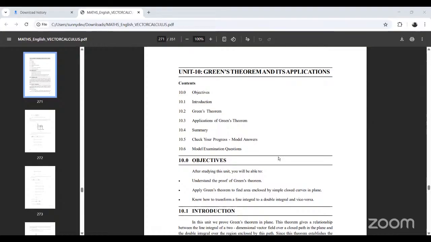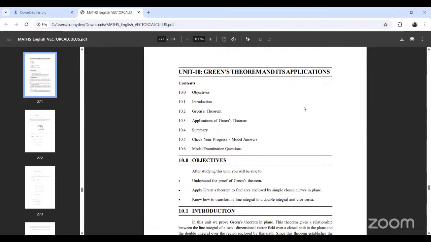Hello everyone. Today we are going to discuss Green's theorem and its application. From the examination point of view, this is a very important theorem. In the examination, they will ask you to state and prove Green's theorem and its applications.